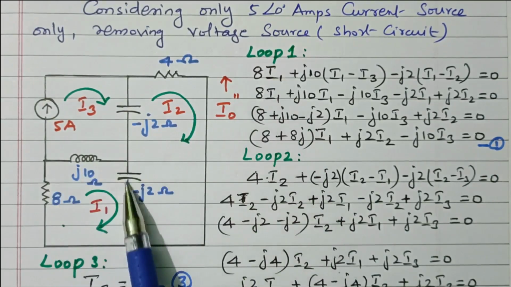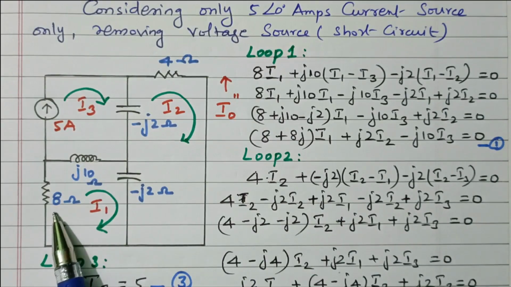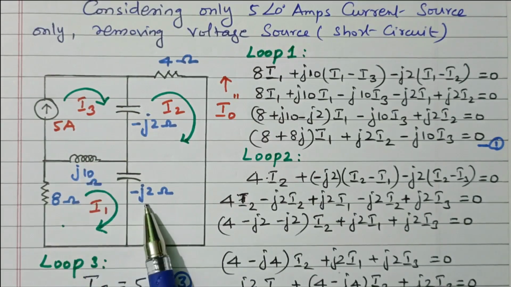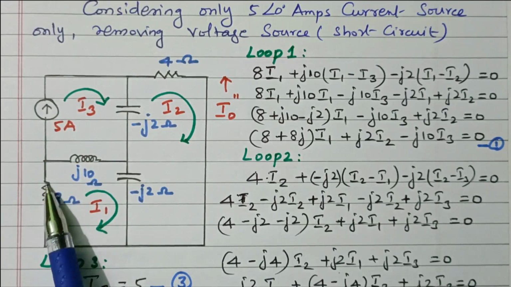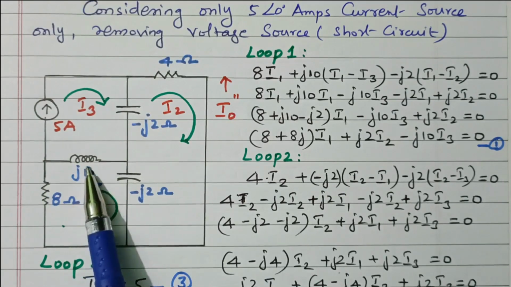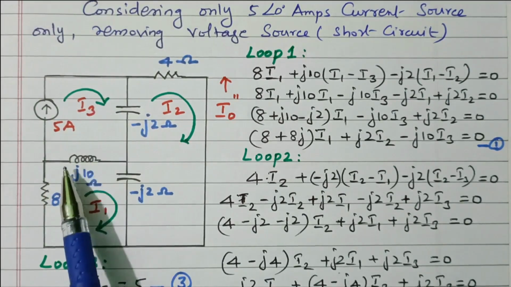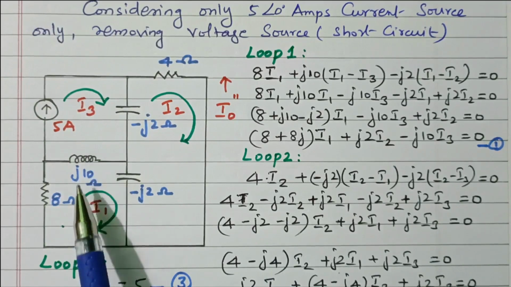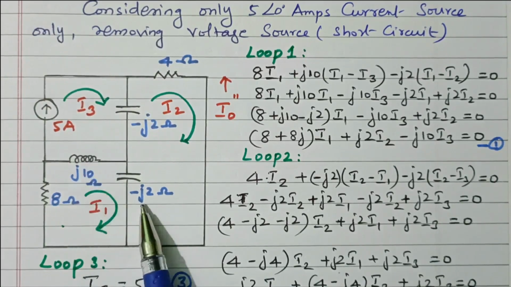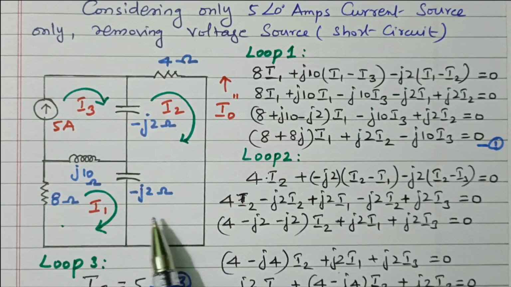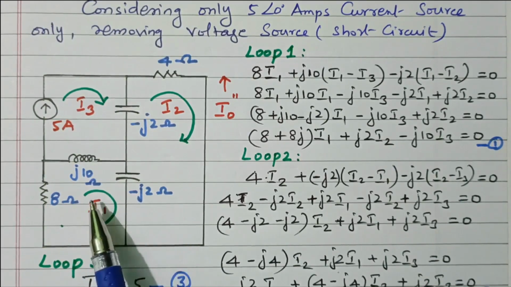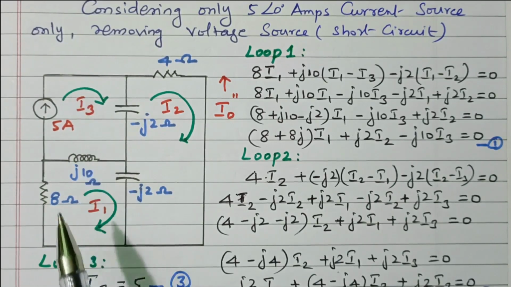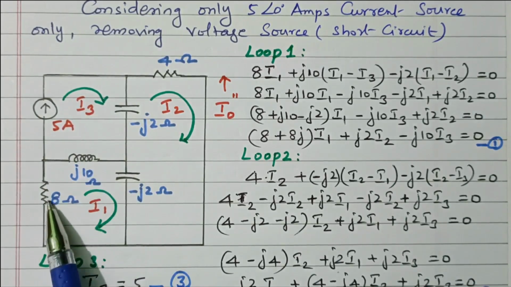This is the first loop. Here an 8 ohm resistor, an inductor and a capacitor are available. In this resistor only I1 is flowing. In this inductor, I1 as well as I3 flow, because the inductor is connected between the first loop and the third loop. This capacitor is connected between the first loop and the second loop, so I1 and I2 flow in the capacitor. I1 and I3 flow in the inductor. Only I1 flows in the resistor.